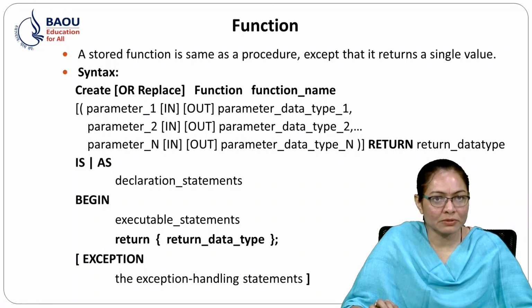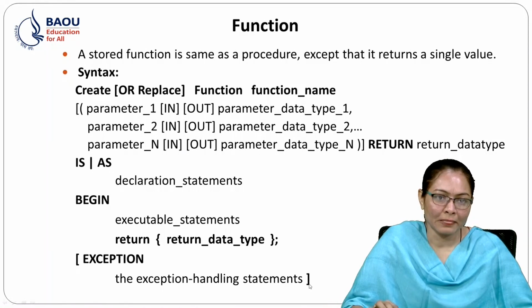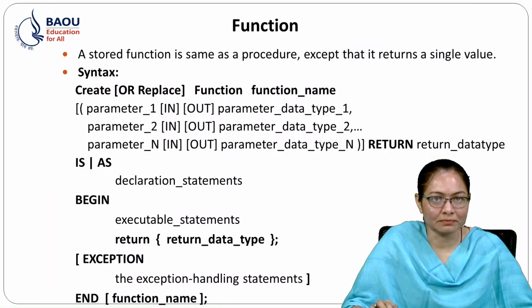Now, the exception section. If needed, then you can define the exception section. If any abnormal condition is generated in the BEGIN section, then it will be handled by the exception. It is not compulsory, that's why it is defined in square brackets. Now END, then function name, then semicolon, and it is executed by the slash sign.